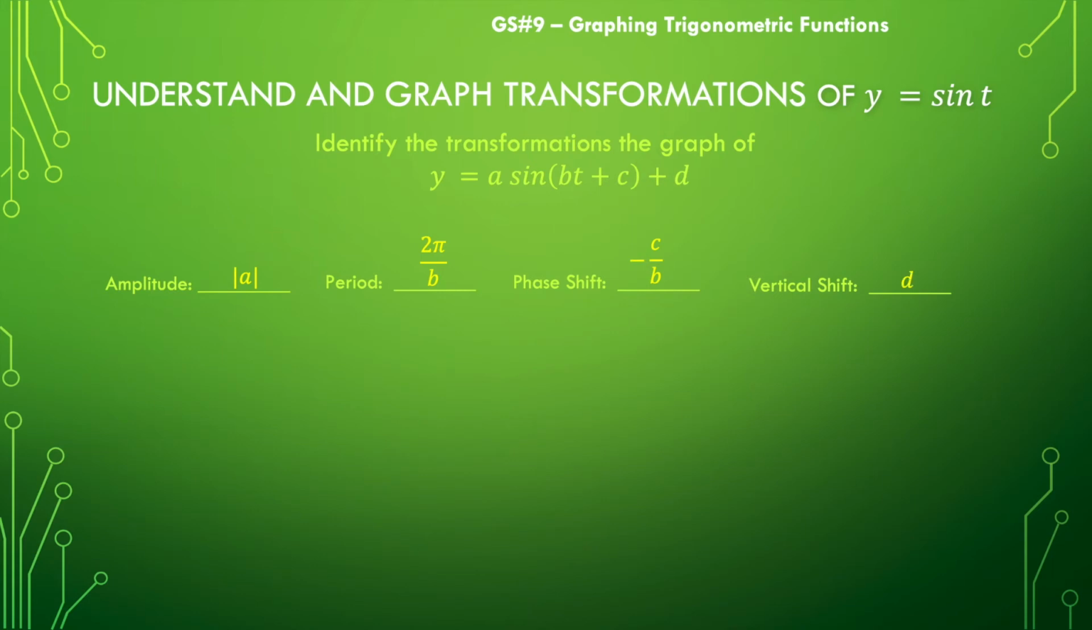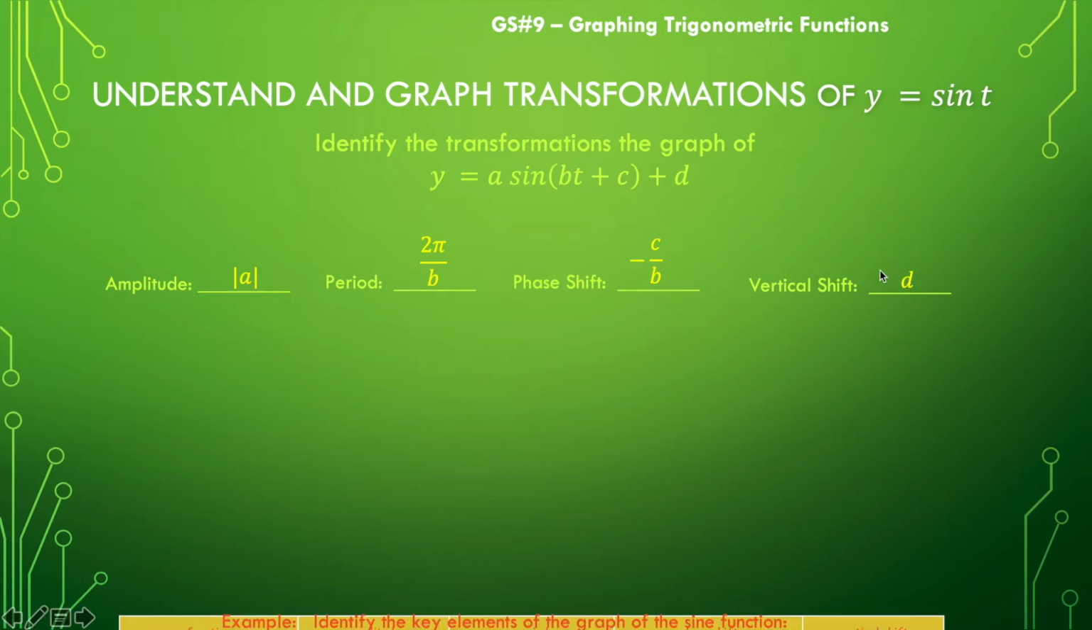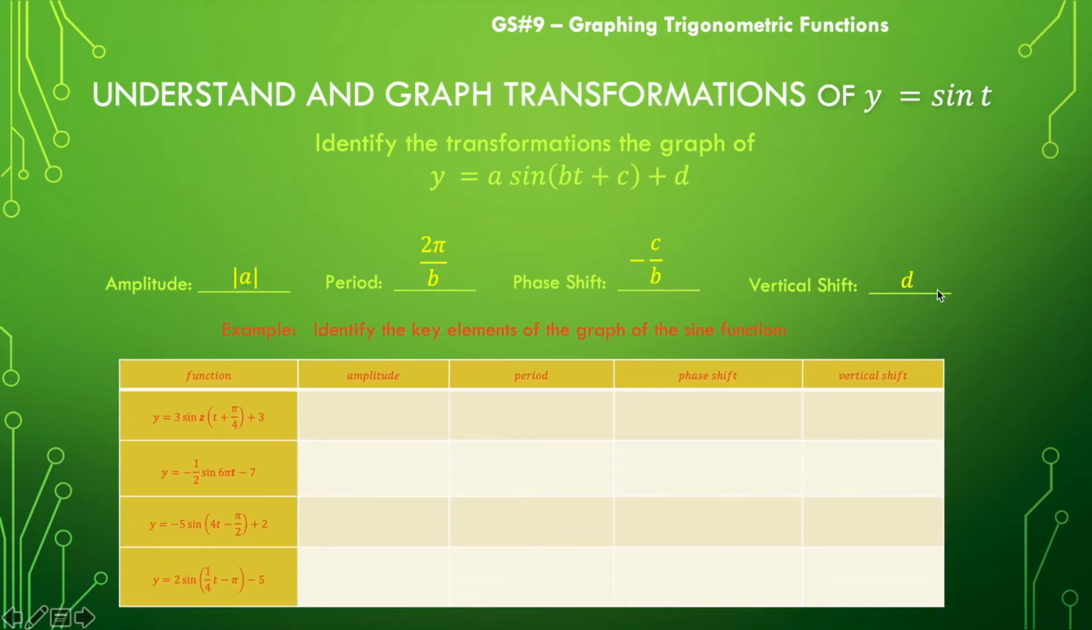And the last thing is probably the easiest thing because it is exactly the same as our regular transformations. Our vertical shifts are represented by D. So a vertical shift of D will shift something up D units. And then if it was negative here or subtraction, we would shift our sinusoidal function down D units.